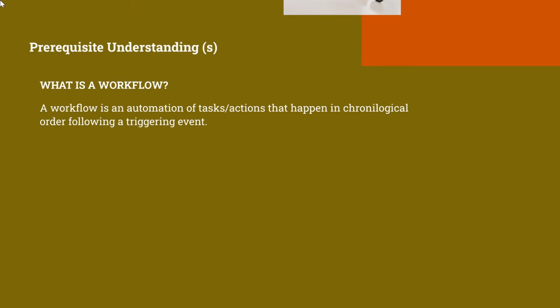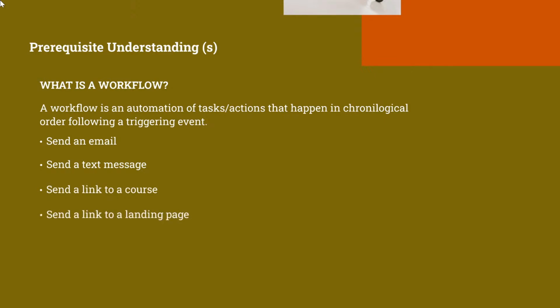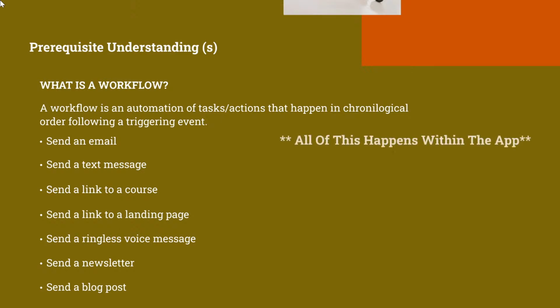And so the workflow has a whole bunch of actions that happen automatically. That can be sending an email to someone. That could be sending a text message. That could be sending a link to a course you built, or a link to a landing page you built. Maybe you're sending a ringless voicemail to a telephone number. Maybe you have a newsletter and you want to send that person to the newsletter, right? Or maybe you wrote a blog and you want to give that person the link to the blog.